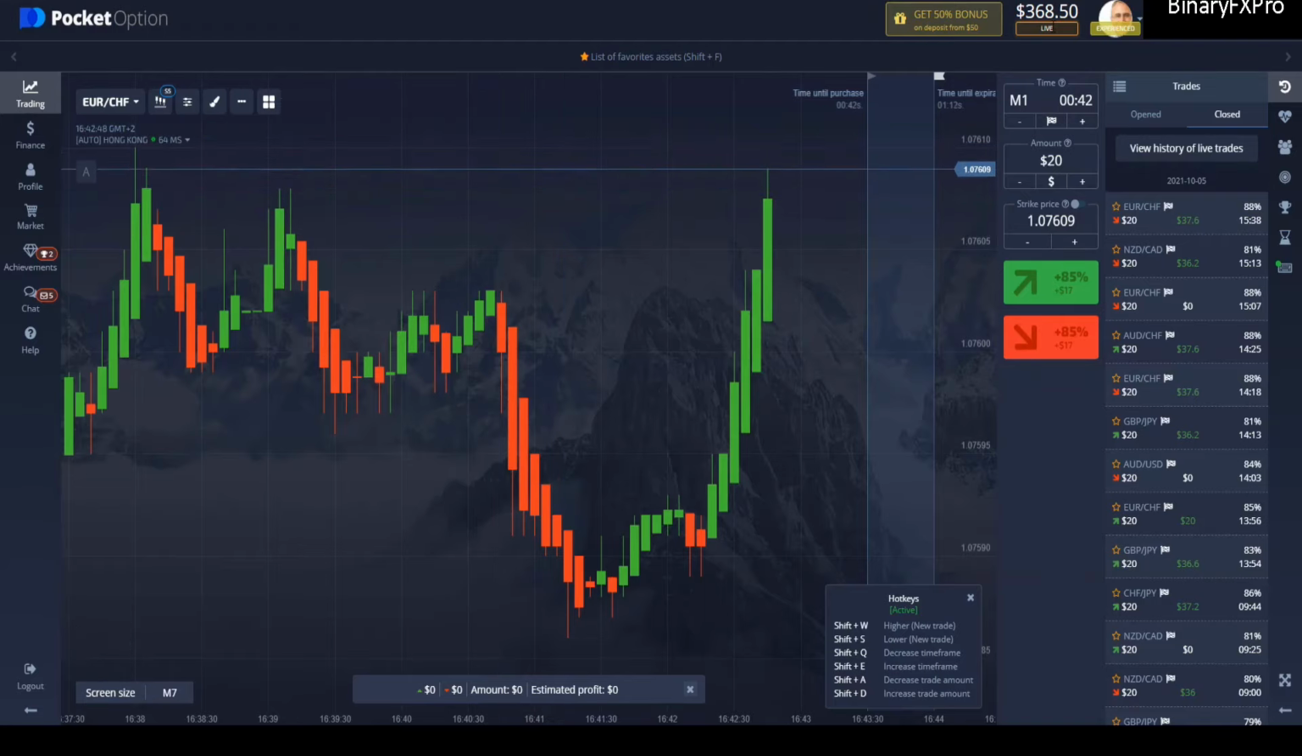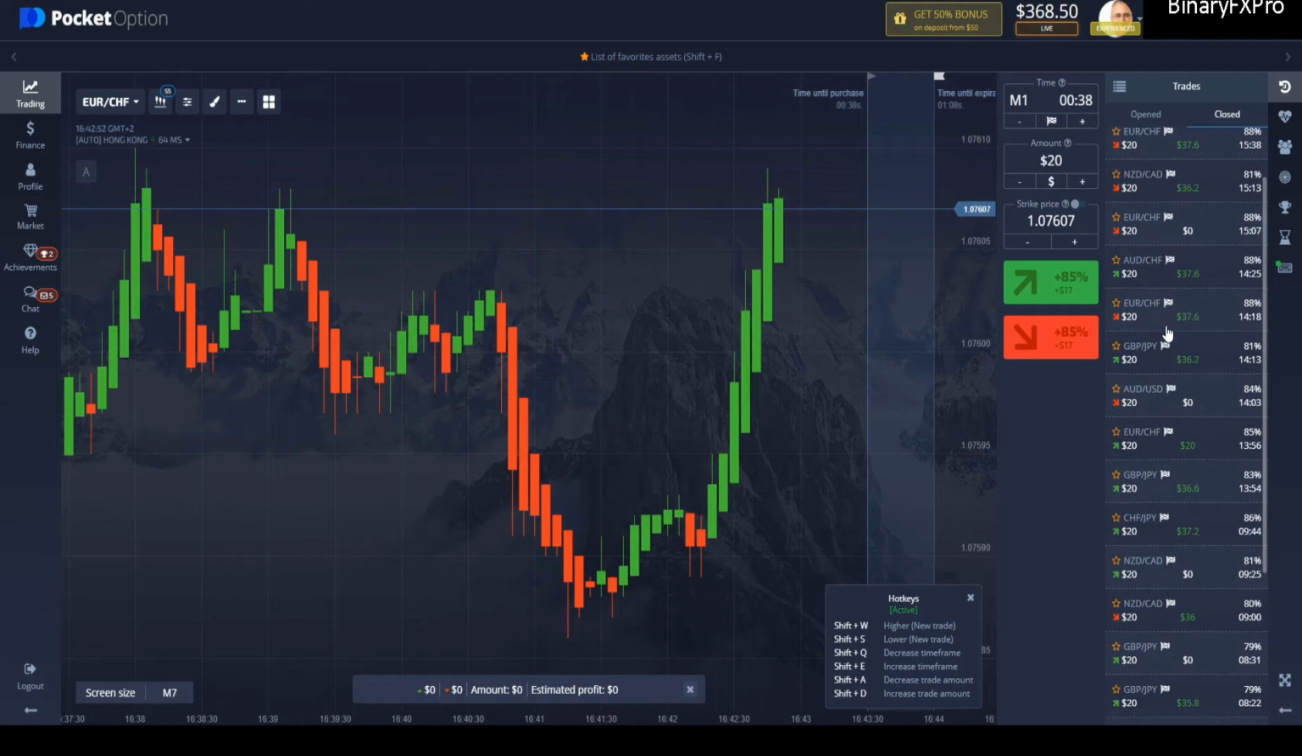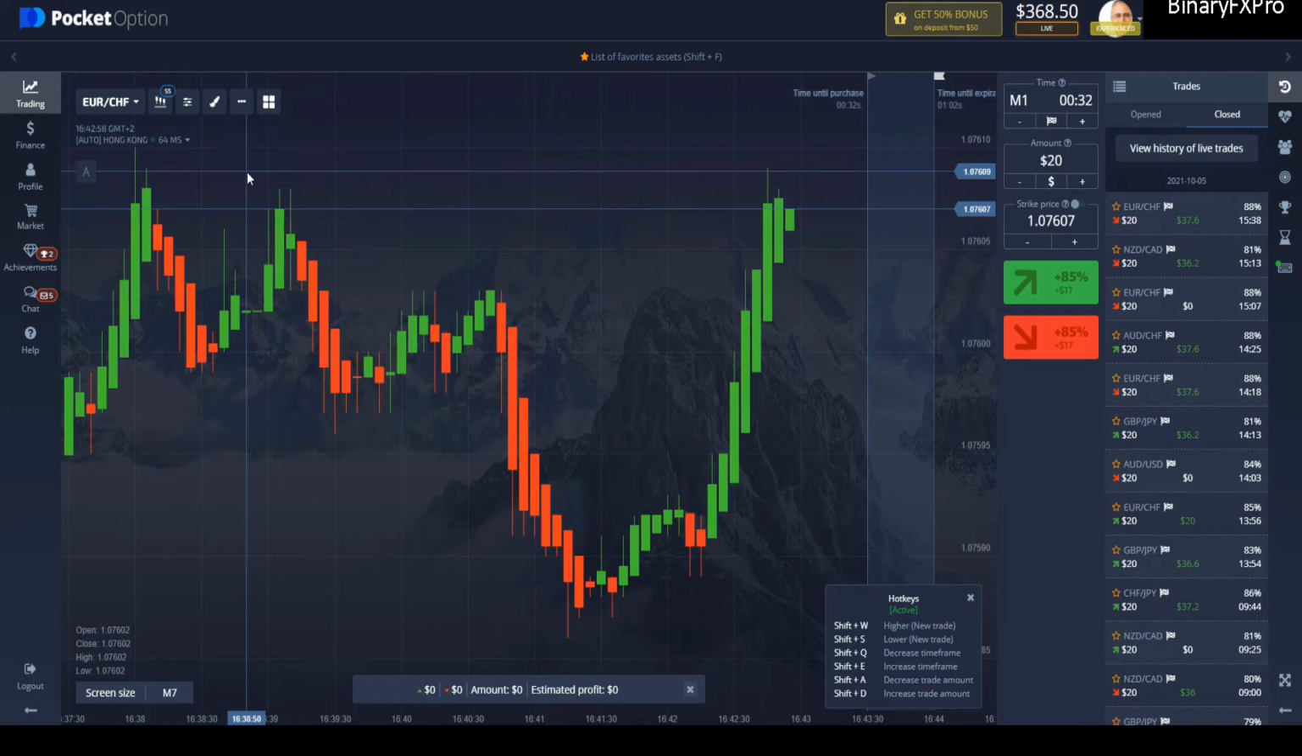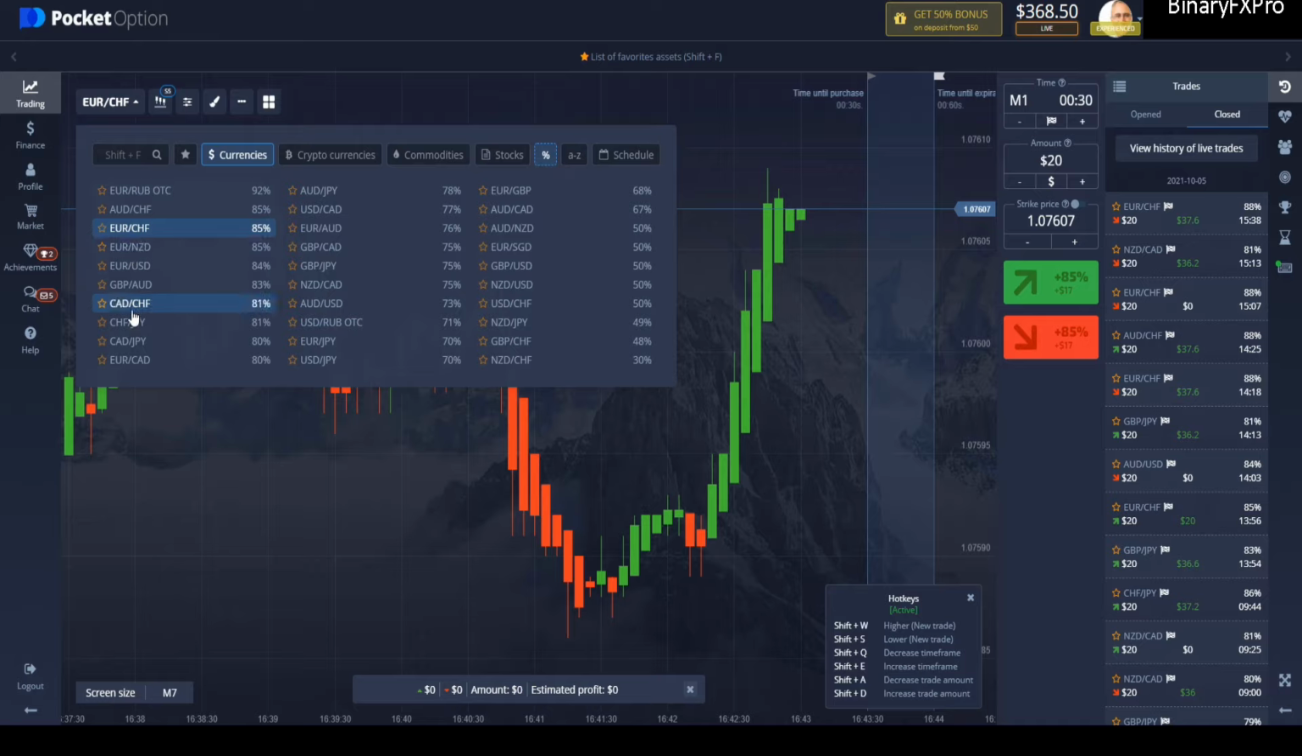Good day everyone. We are going to be trading Pocket Option with almost 90% plus chance of success. Choose high profit return pairs to have a higher return, those with 80% and up return profit.